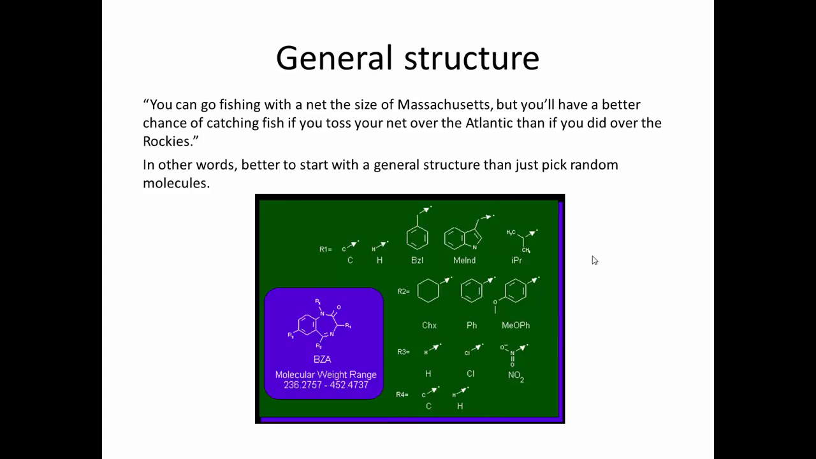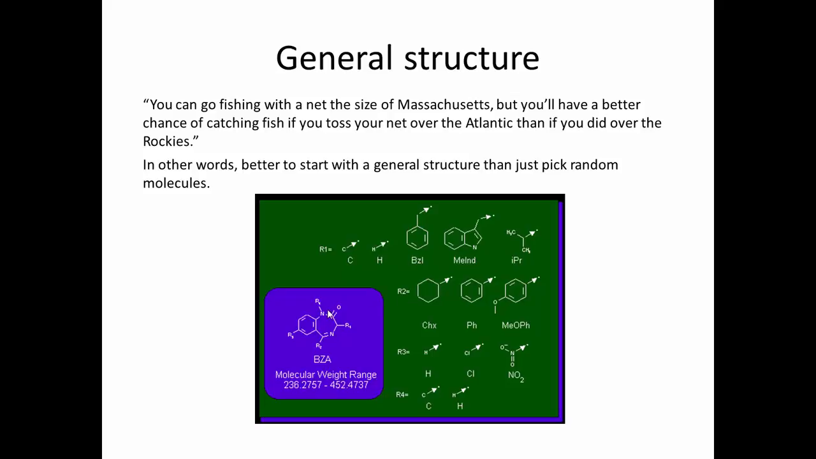Okay, so something to consider in terms of looking for things. And this is what we're doing: we're looking for things that work. A good phrase I heard that exemplifies all this: we can go fishing with a net the size of the state of Massachusetts. However, we'll have a better chance of catching fish if we toss our net over the Atlantic Ocean than if we did over the Rocky Mountains. So, in other words, it's better to start with a general structure rather than to just pick random molecules.